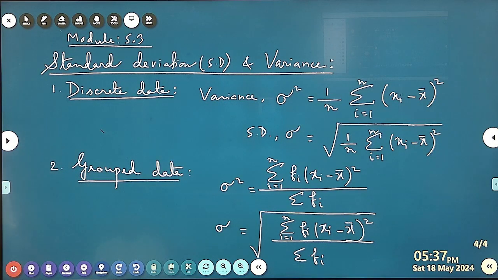It's not difficult. So it will be model 5.3, standard deviation and variance. Write it. Looks difficult, but the concept is very easy. Okay. So start this, all of you. Write the formulas. I'll start it now.